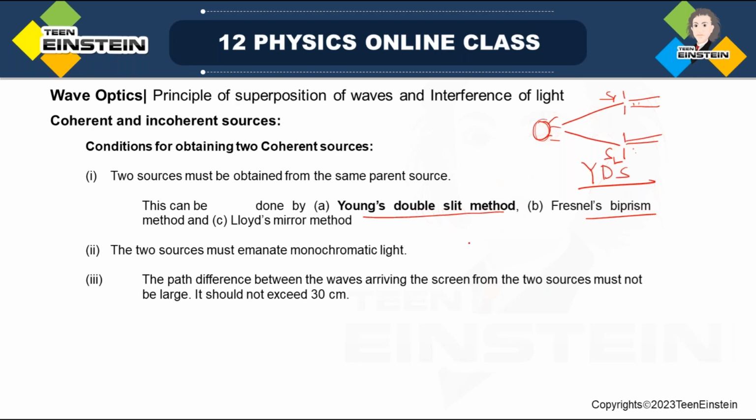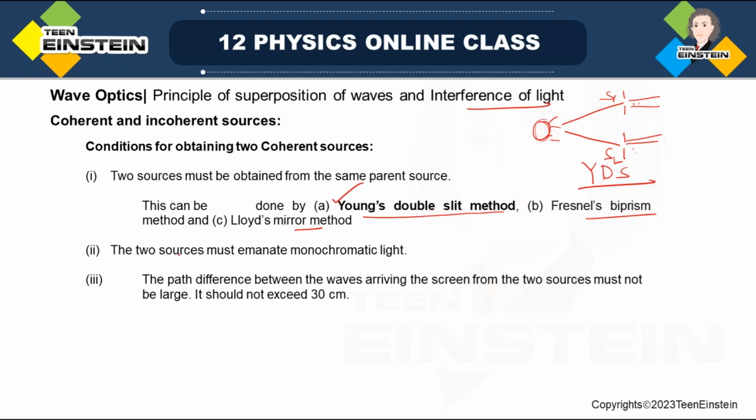Another way of producing coherent sources is Fresnel's biprism, and Lloyd's mirror. These are not included in your syllabus, so I'm not going to discuss them. The only thing we'll discuss is Young's double slit arrangement and how interference can be produced by it. Not today; we'll discuss that in the next class. Today we'll define what interference of light is and what the conditions are for different types of interference to occur.